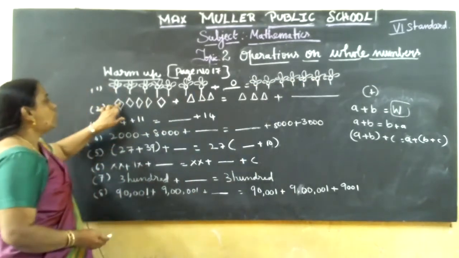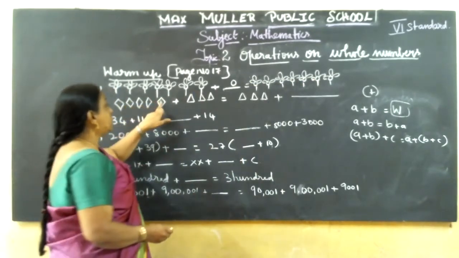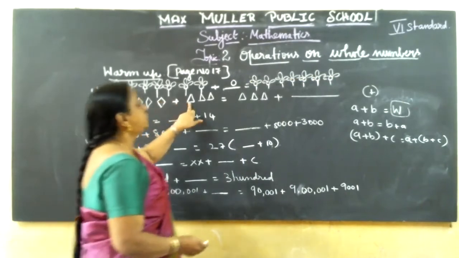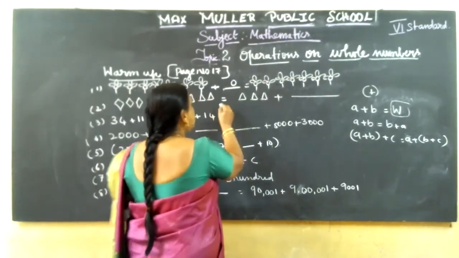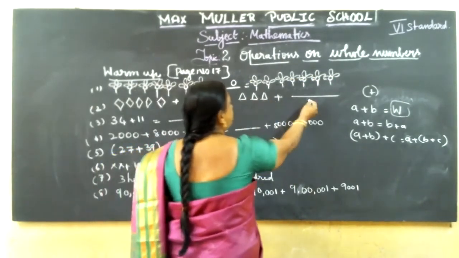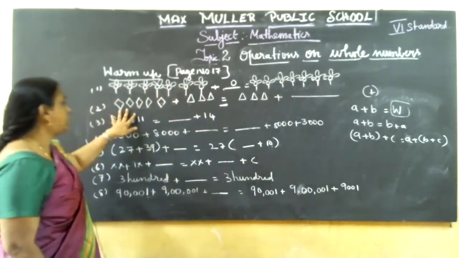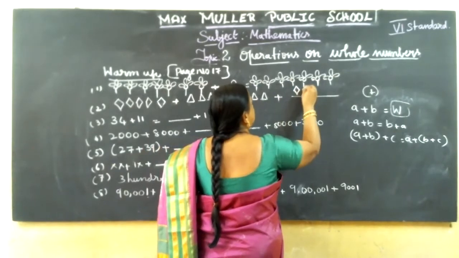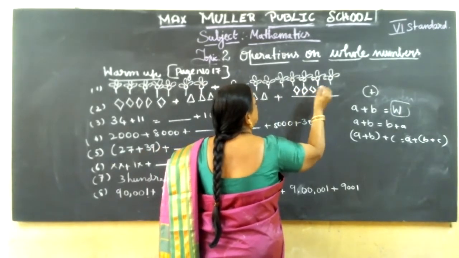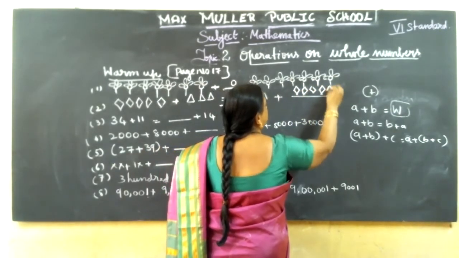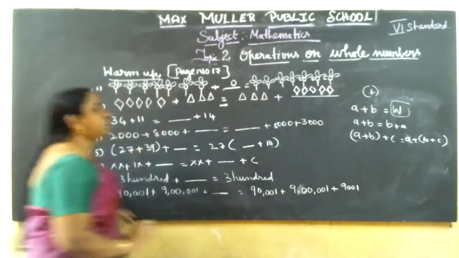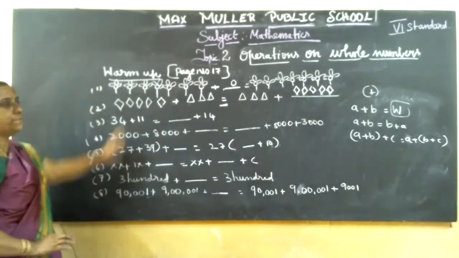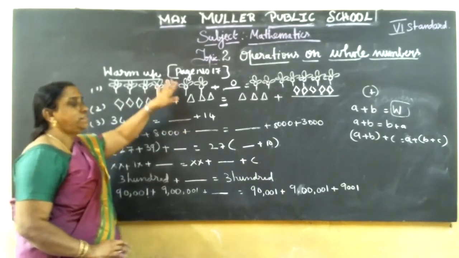Now here 1, 2, 3, 4, 5. This one rhombus shape is there. 3 triangle shapes is equal to 3 triangle shapes plus what? 5 rhombus shapes you should write. 1, 2, 3, 4, 5. Now both sides are equal. Clear? Now we'll come to numbers, then you can understand more easily than shapes.